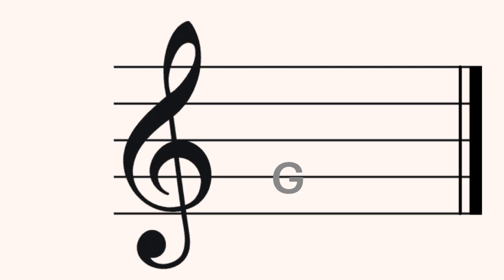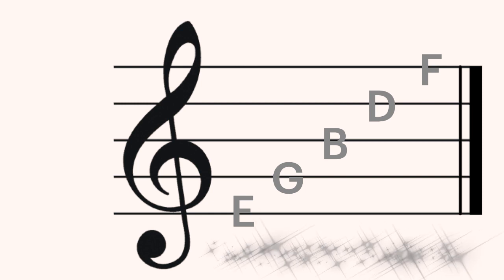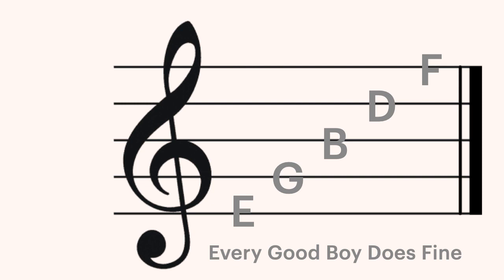What are the other lines? Well, the bottom line is E. Of course, we've already talked about the second line, G. As we continue to go up, the middle line is B, the fourth line, D, and the top line, F. A common mnemonic device used to help us remember the lines of the treble clef from lowest to highest is "Every good boy does fine."